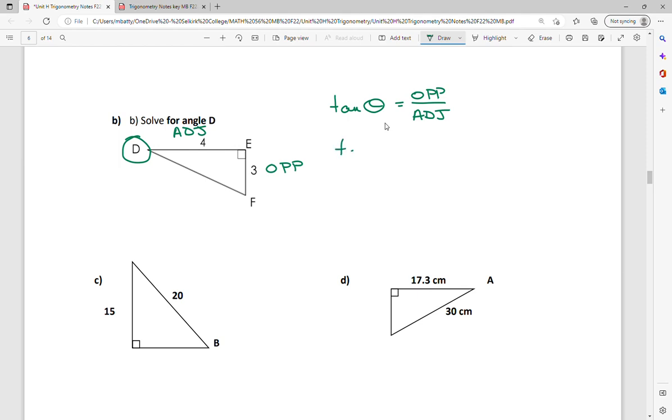Subbing in what I know, tangent of angle D is 3 over 4. Using D on my calculator, I don't show any other work typically, it would be 37 degrees.